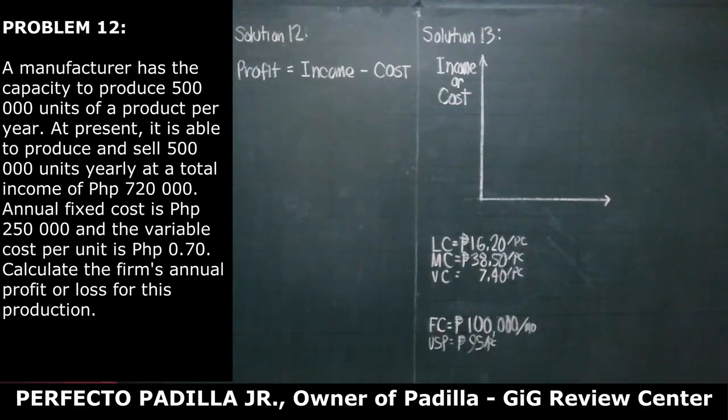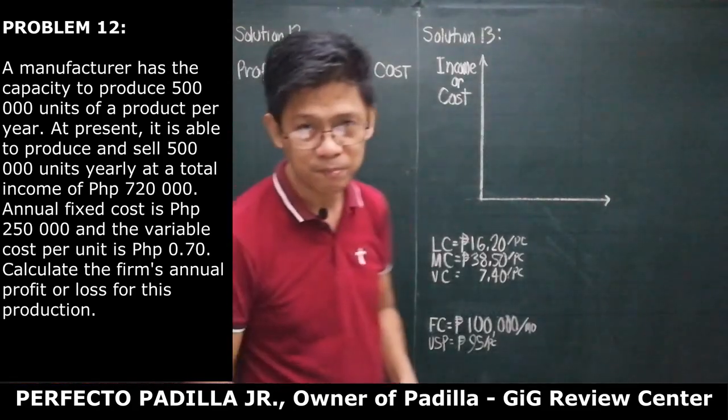Number 12. A manufacturer has the capacity to produce 500,000 units of a product per year. At present, it operates and sells at full, and it has a total income of 720,000. Annual fixed costs are 250,000 and the variable cost per unit is 0.7. We are to calculate the firm's annual profit or loss for this production. So, let us solve it.